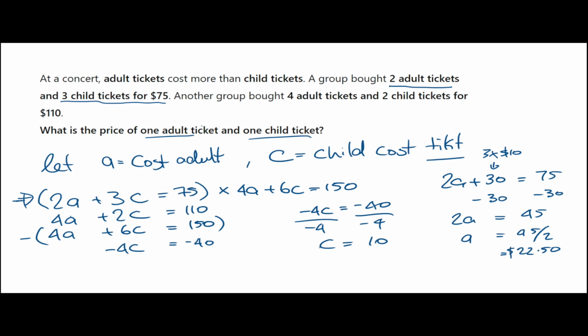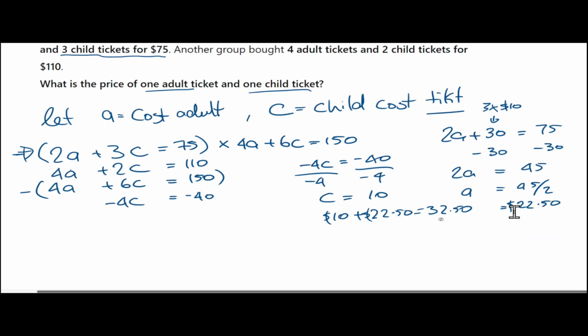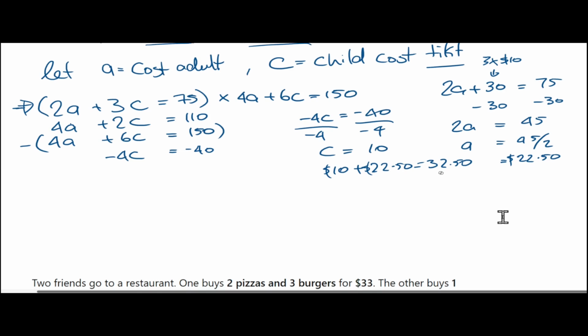So therefore 1 child and 1 adult is going to be $10 plus 22.50, which is $32.50. Where are we going? Concert. Okay. Seems a big jump, $10 to 22.50. If I've got that wrong, let me know.